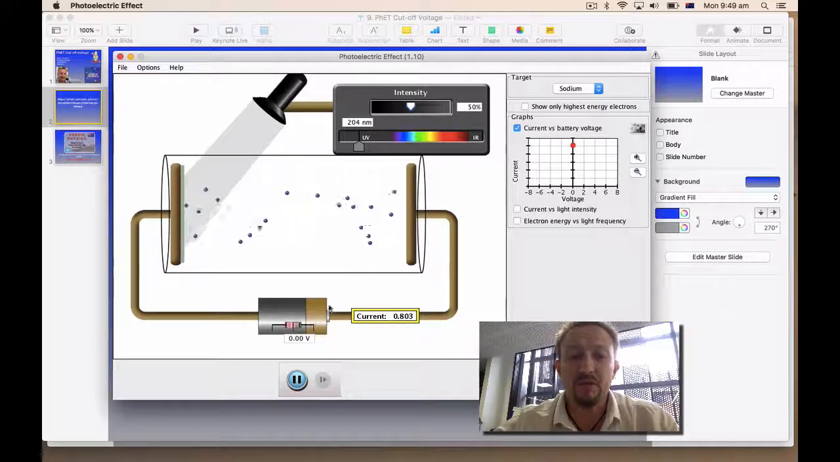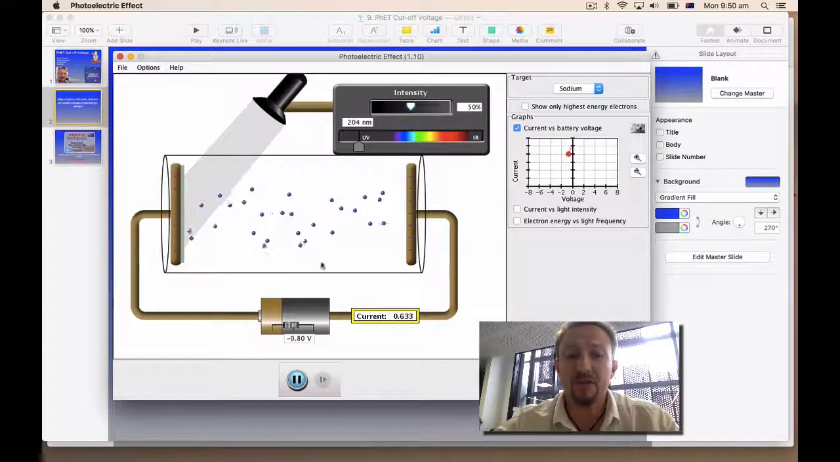Well, I'm going to come down to this battery down here, and I'm going to change the terminals and push this slider to the left. As soon as I push this slider to the left, this plate becomes negatively charged. You'll notice that the negative charge starts to repel some of the very slow moving electrons.